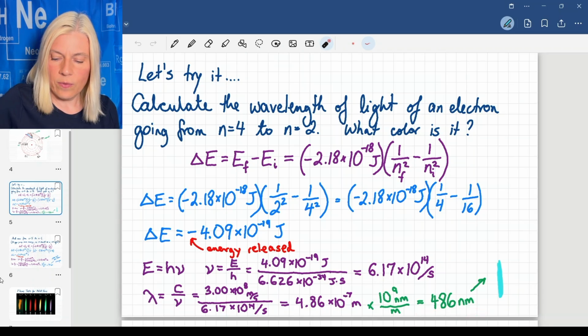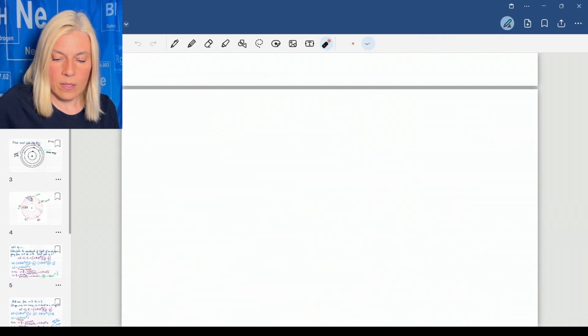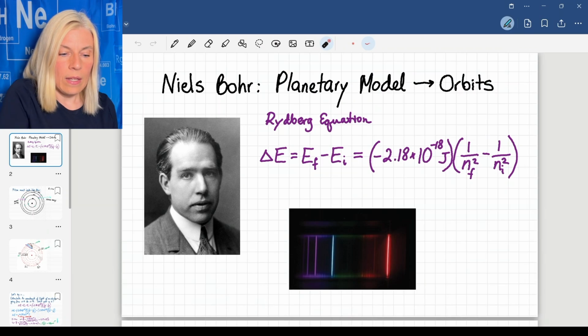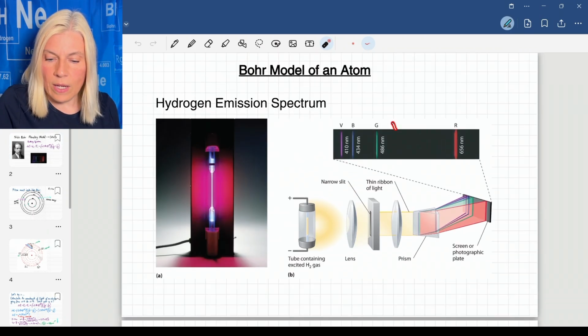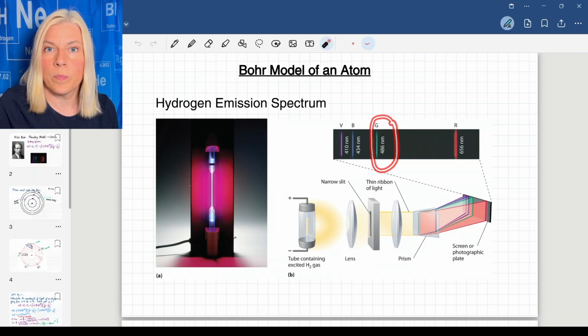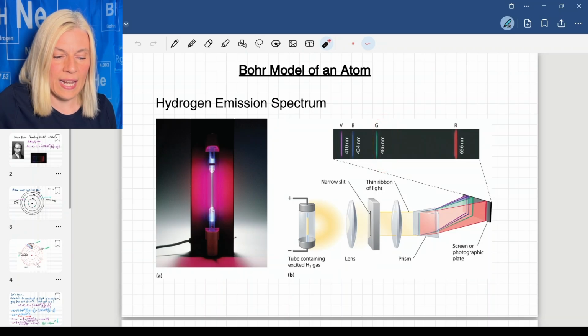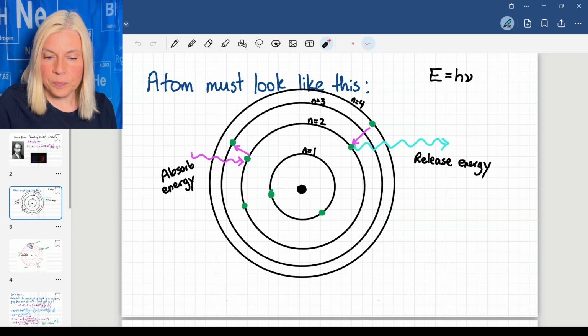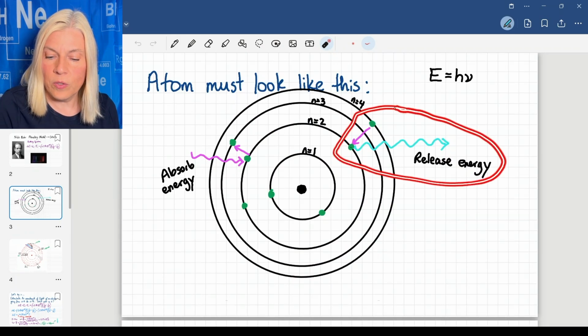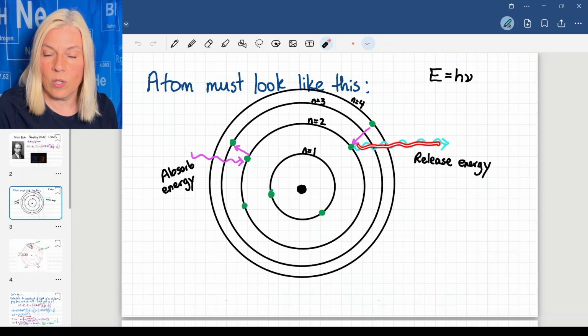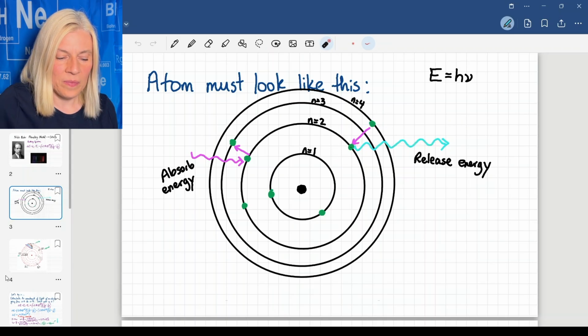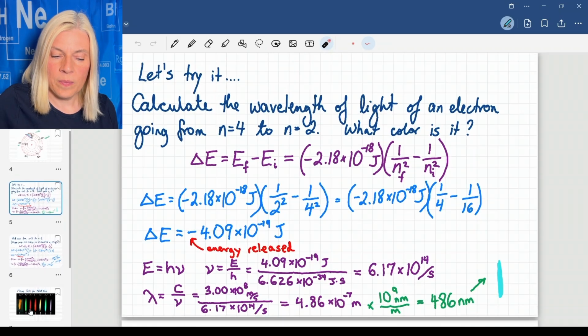Wait a minute, 486 nanometers? I look, and here it is. Actually right there. 486 nanometers, that's the turquoise. Right, that's that turquoise light. And this is why, right here, going from 4 to 2, you release energy and it will be that turquoise light. That's why I drew that. So is this making sense?